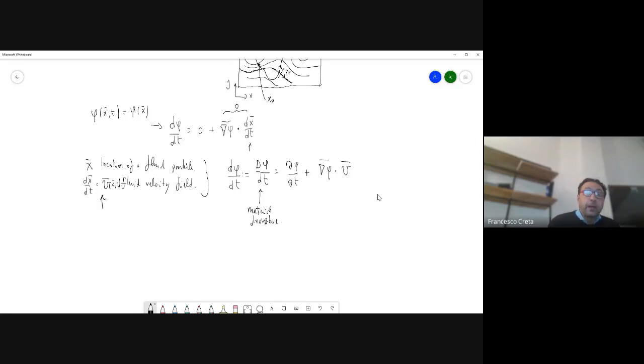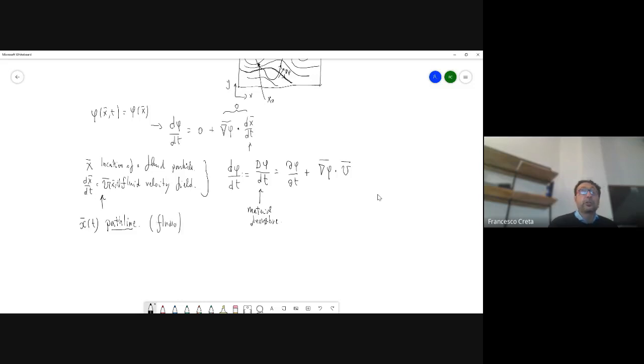In fact, this trajectory for a fluid particle that moves with velocity v of the fluid flow, so it's being carried by the flow, is called a path line. Path line, in Italian, linea di flusso.